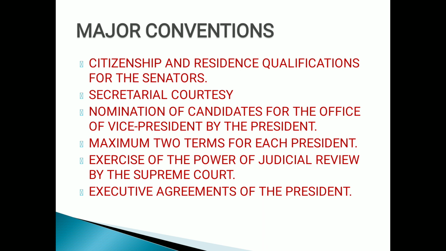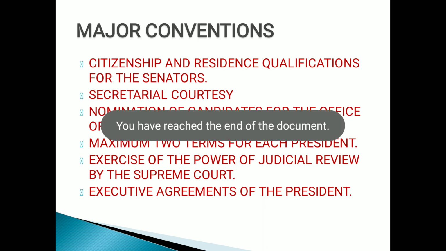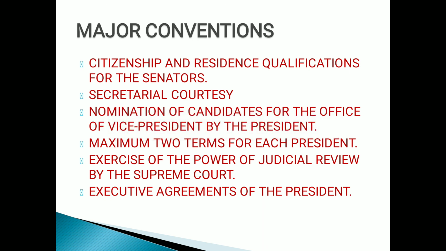Next, executive agreement of the president. The Constitution gives to the president the power of concluding treaties with other states, which however become operative only when these get senatorial approval by a 2/3 majority. However, by a convention, it has been established that the executive agreements that the president makes with the governments of other states do not require senatorial approval. This way we have reached the end of the video, children.